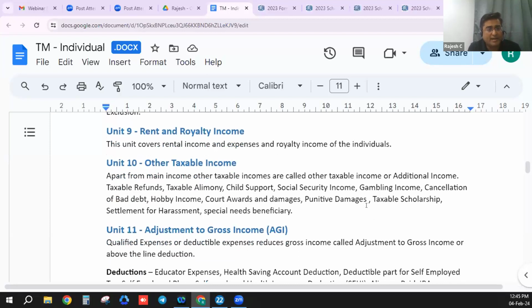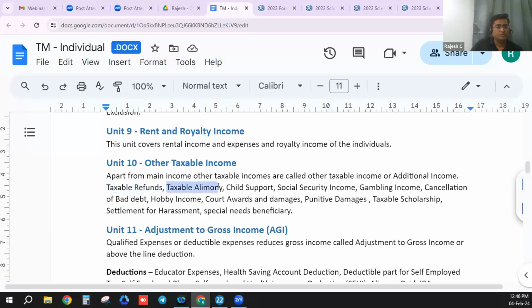Other taxable income means additional income apart from your main income. The main income includes wages, interest, and dividends. You will also have some income like taxable refunds. Taxable refunds are mostly state refunds. If you pay excess tax to the state government, you get that amount back, and it will count as your taxable, additional income.